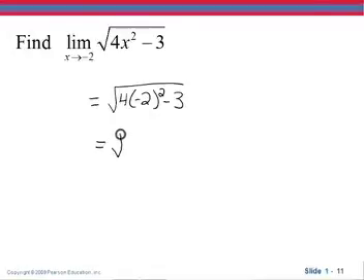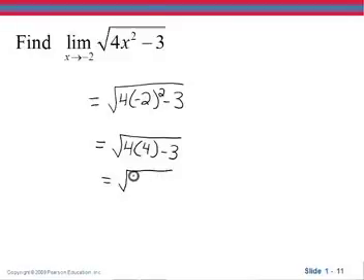That will be the square root of 4 times negative 2 squared, which is 4. Next we multiply. 4 times 4 is 16. So we have the square root of 16 minus 3, or the square root of 13. So the limit as x approaches negative 2 of the square root of 4x squared minus 3 is the square root of 13.